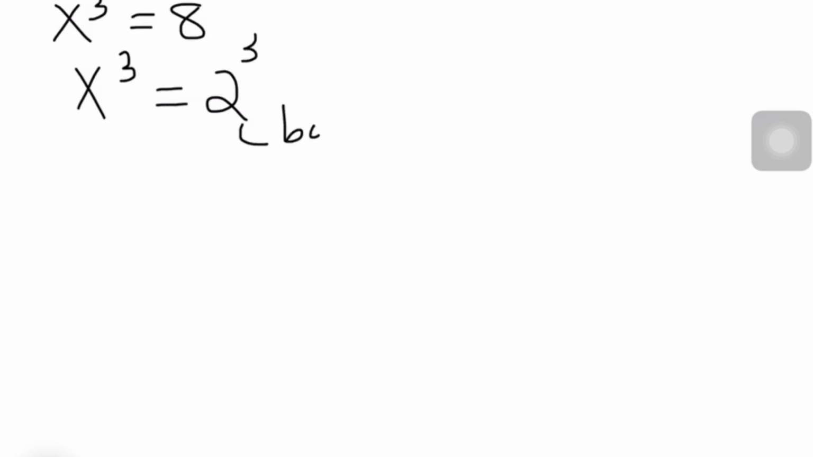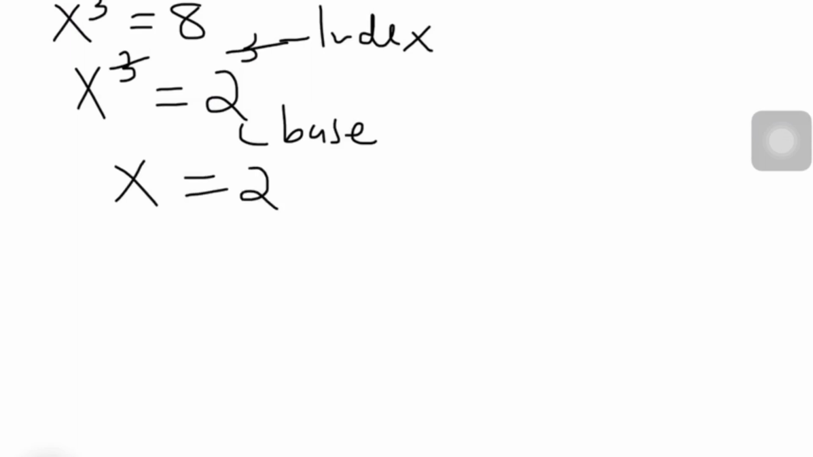Then the other option is to solve it this way. You have x cubed is equal to 8, x cubed is equal to 2 power 3. You have a base and then you have your index there. And therefore, you can cancel the 3 and 3 and you have x is equal to 2. Just the same way as getting the cube root of both sides. So now we have the value of x.